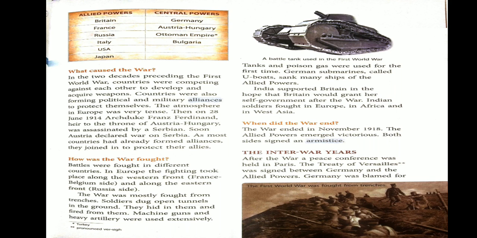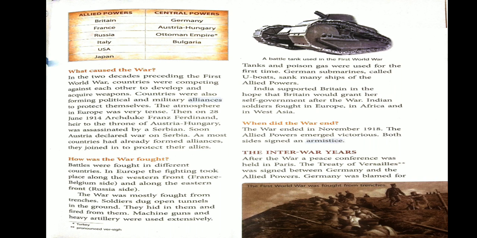Now, the battles were fought in different countries in Europe, and fighting took place along the Western Front, that is France, Belgium side, and along the Eastern Front, that is Russia side. The war was mostly fought from trenches. Soldiers dug open tunnels in the ground, they hid in them and fired from them. Machine guns and heavy artillery were used extensively. Tanks and poison gas were used for the first time. German submarines called U-boats sank many ships of the Allied powers.